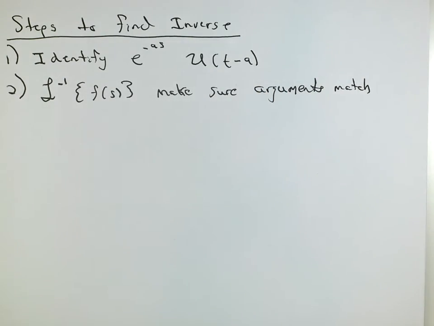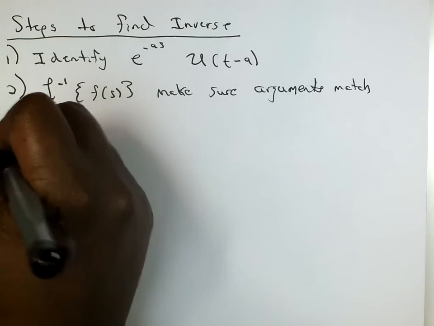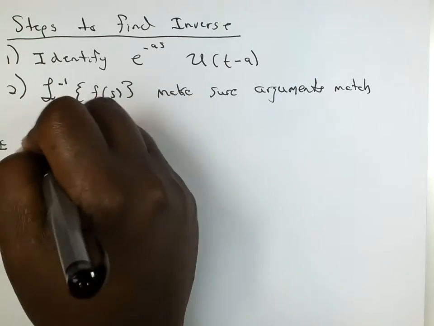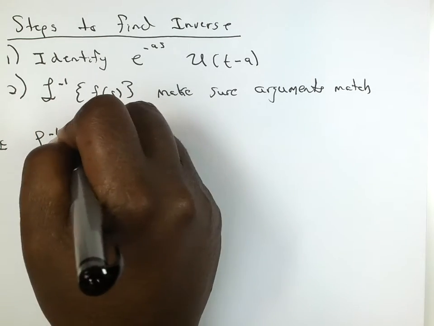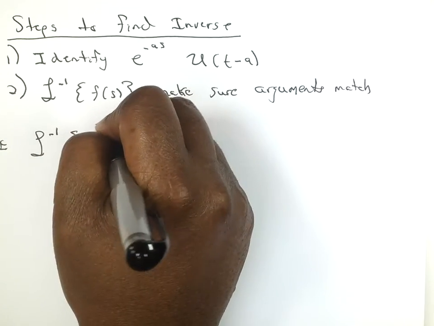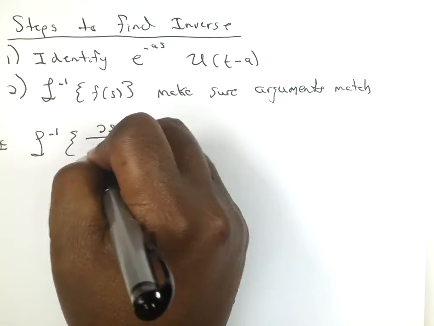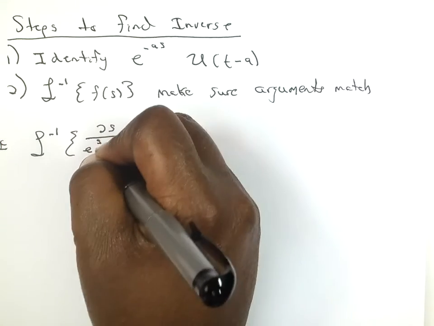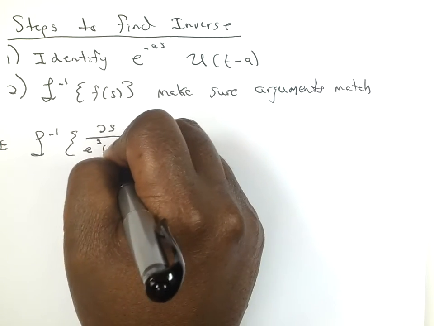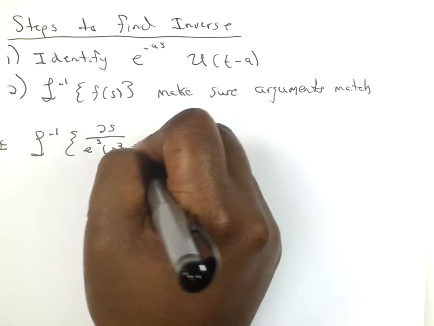Alright, so that was one of the first things when we were doing these, before we were doing the inverse, we had to make sure that those arguments matched. So I want to find the Laplace inverse of 2s over e to the s times s squared plus 2.